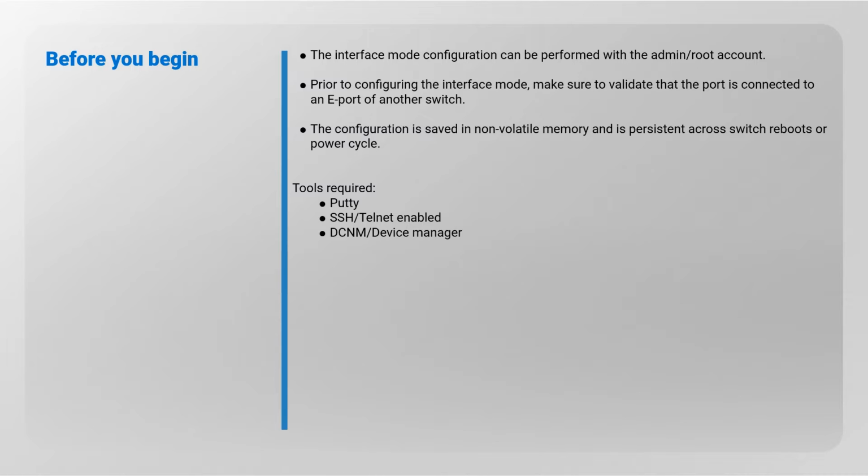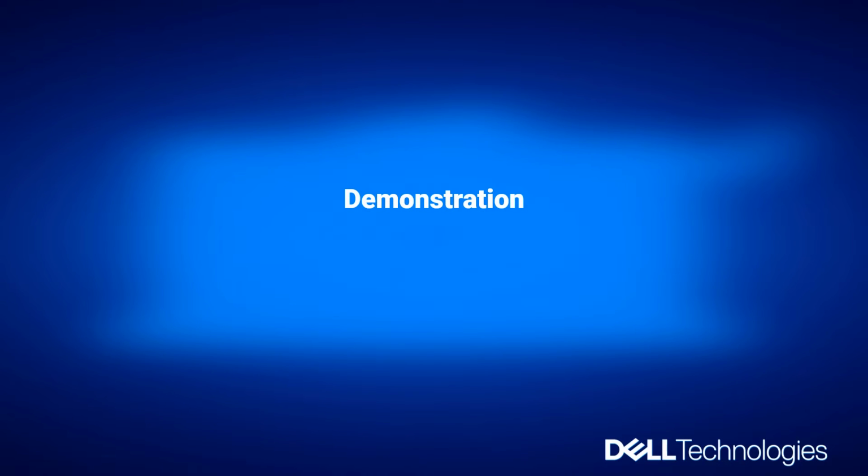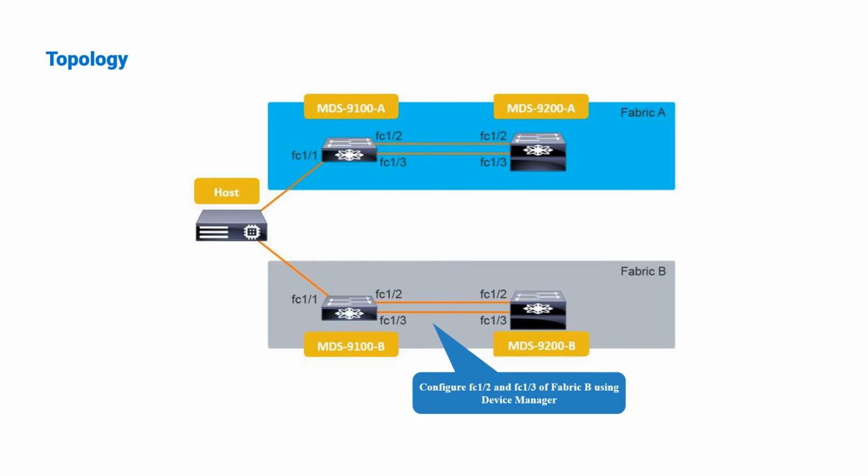Tools required: PuTTY, SSH or Telnet enabled, DCNM or Device Manager. Let us configure FC1/2 and FC1/3 of Fabric A using CLI, and FC1/2 and FC1/3 of Fabric B using Device Manager.